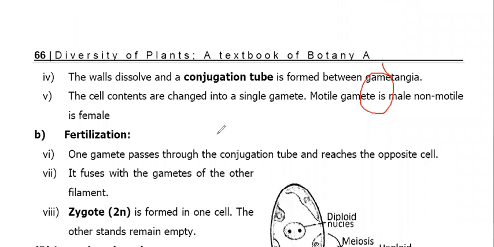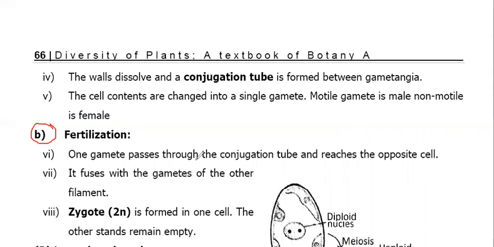The wall dissolves and the conjugation tube is formed between the gametangia. The contents are changed into a single gamete. The motile gamete is male and the non-motile one is female. The fertilization.